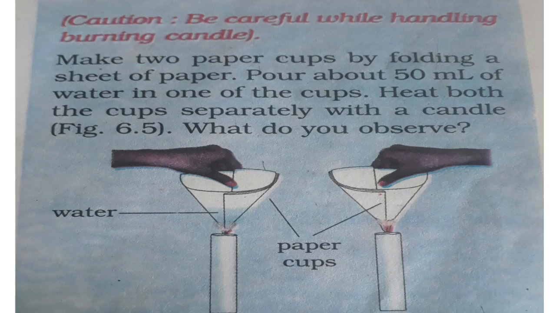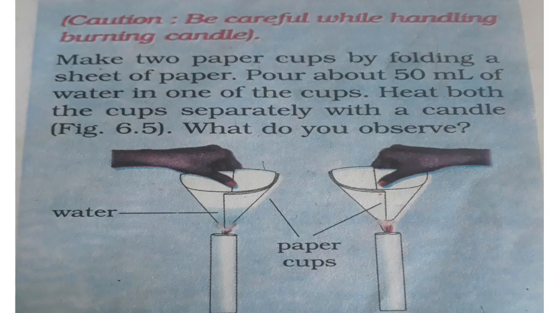Then the second paper cup, what happens to it with water? This paper cup will not catch fire, and if we touch the water it even starts becoming hot. If we continue to heat it, we can even boil the water in this paper cup. So what do you think is the explanation for this phenomenon? What do we observe here?